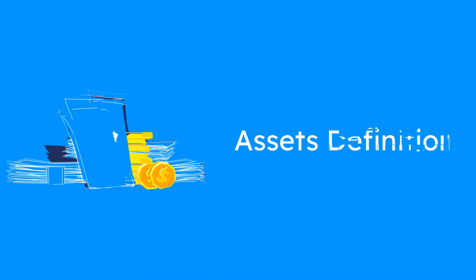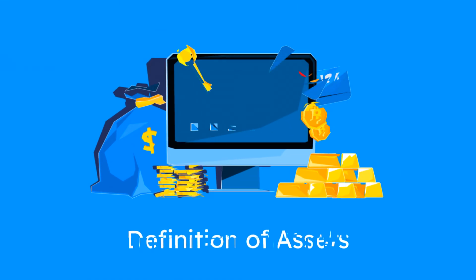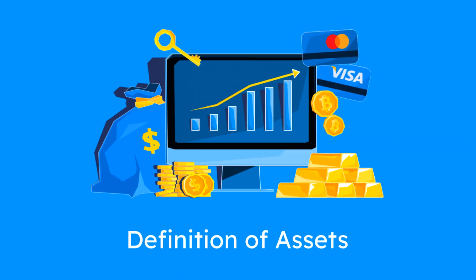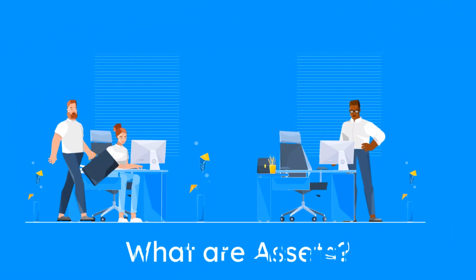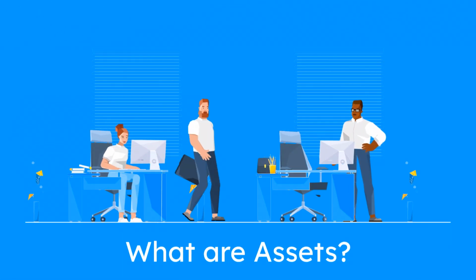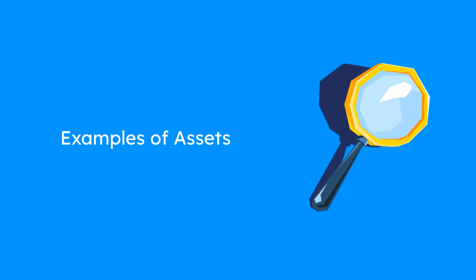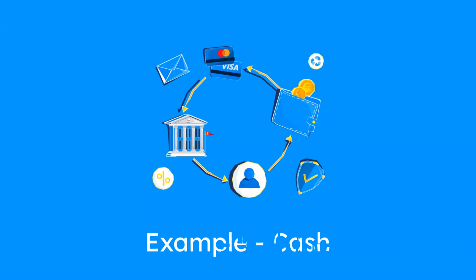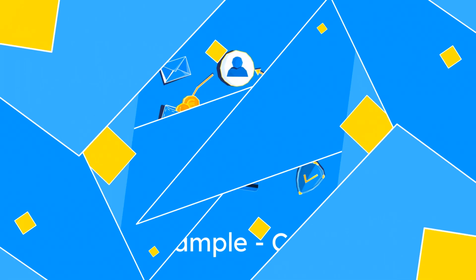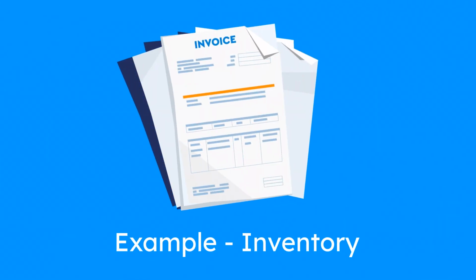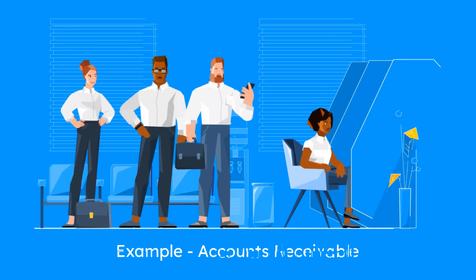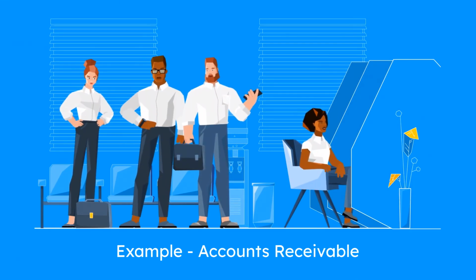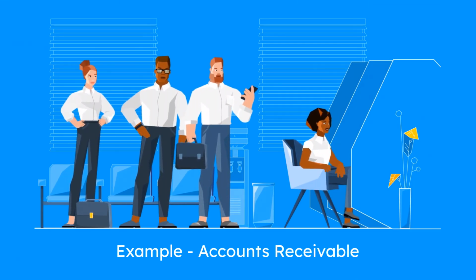1. Assets. Definition: Assets are resources owned by a business that have economic value and can provide future benefits. These are things the company owns and uses to operate effectively. Examples: Cash, money available in the company's bank account or on hand. Inventory, products or raw materials that the company intends to sell. Equipment, machinery used for production or office operations. Accounts receivable, money owed to the company by customers for goods or services provided on credit.